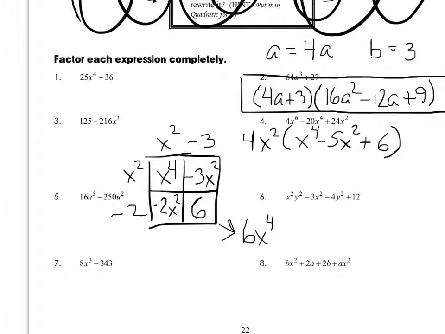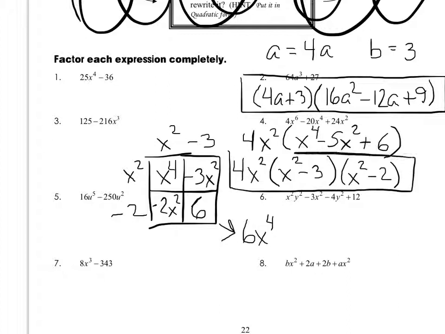Okay, thing about GCF is that's just going to carry down every time you factor a little bit more. So we've got now 4x squared is still there. And then my new factors were x squared minus 3, x squared minus 2. And that's going to be our factor. Okay, so let's move on to some more examples on the next page.